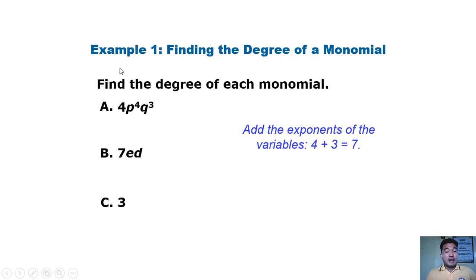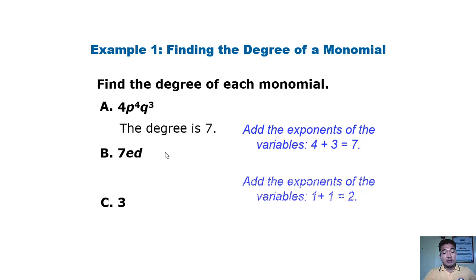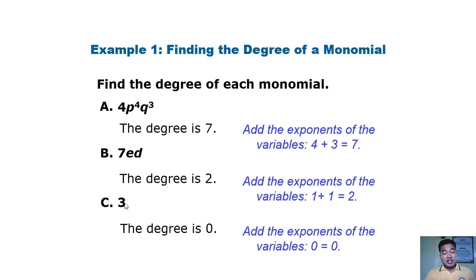For letter B, we have two unknown variables here, which are e and d. The exponent of e is equal to 1 and the exponent of d is also equal to 1. To get the degree, we get 1 plus 1, so that is equal to 2. So the degree is equal to 2. For letter C, we have here a constant monomial. We do not have a variable here, so that means the degree of this monomial is equal to 0. That is understood that if the monomial is constant, the degree is equal to 0 already.